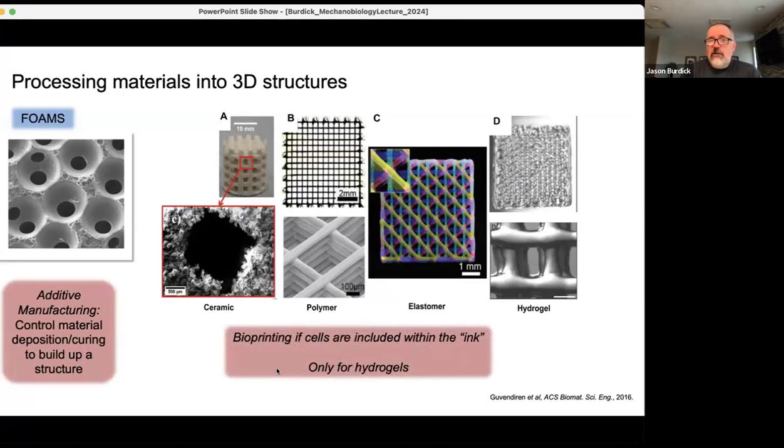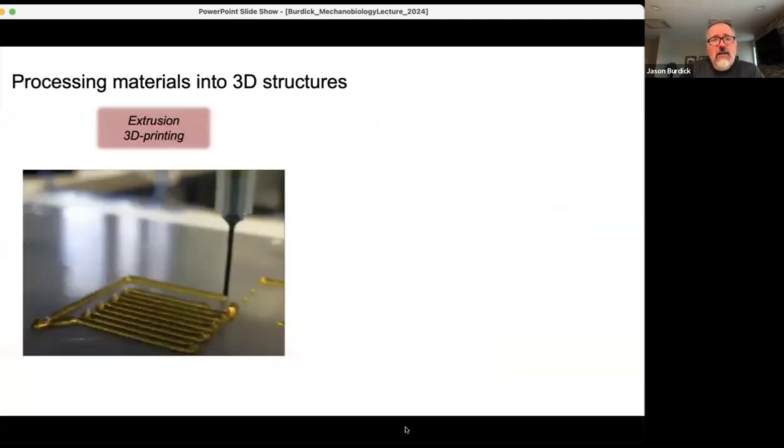Some believe that you only call it bioprinting if you have cells involved during the printing process, which would only be possible with hydrogels. But we also think about bioprinting if we're making things that cells are intended to interact with, because then you have to consider the properties of that material and how those cells will interact with it.